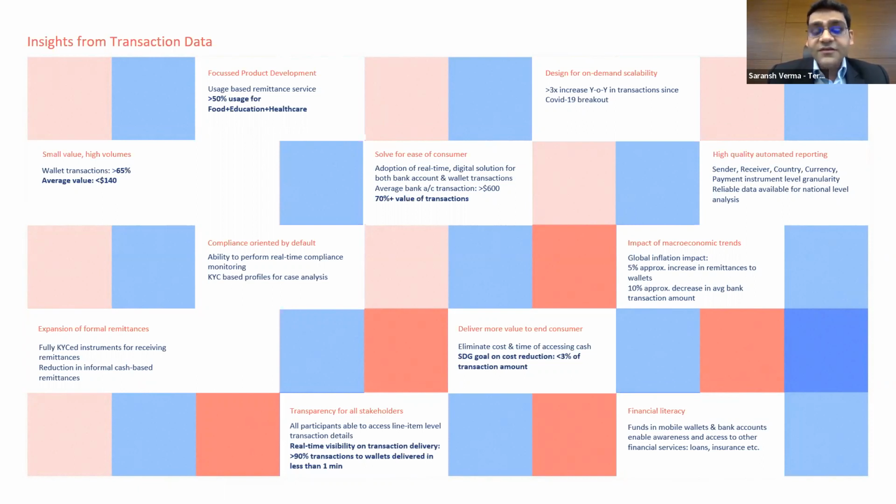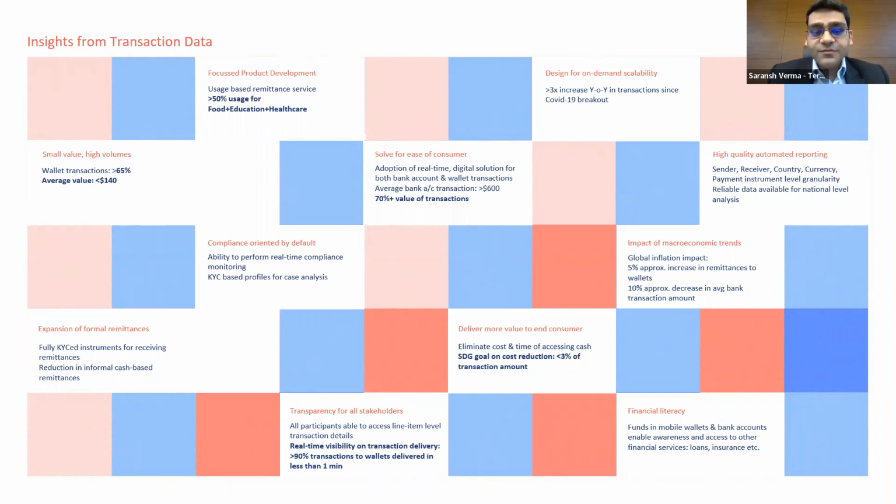I've come to a significant impact that we have seen, which is delivering more value to the end consumer, where the UN SDG goal is that the cost of transaction should be less than 3% by 2030. These transactions on the supply side towards digital payment instruments eliminate the cost of accessing cash, which is someone having to go and access cash at an agent location, etc., as well as the risks associated with it. And you can get access to your funds without having to bother about when the agents are open or how far the agent location is.